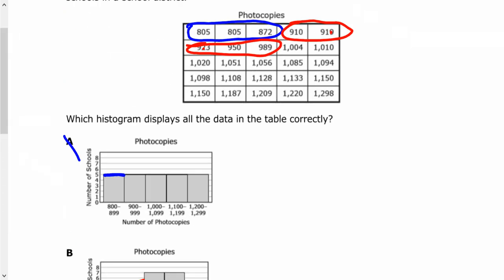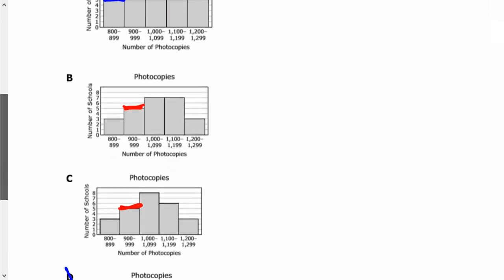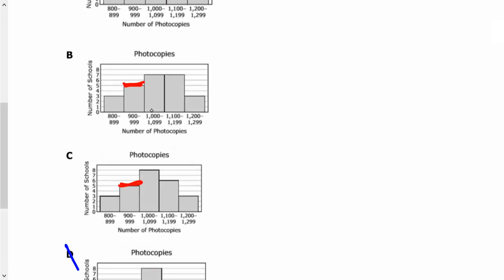Then my next one would be from 1,000 to 1,099. So I'm looking here, all the way here, and all the way here. So that'd be 1, 2, 3, 4, 5, 6, 7, 8. 1,000 to 1,099. This one you see only goes to 7, but this one goes to 8. So C would be my answer.